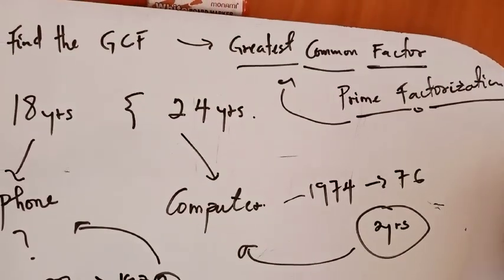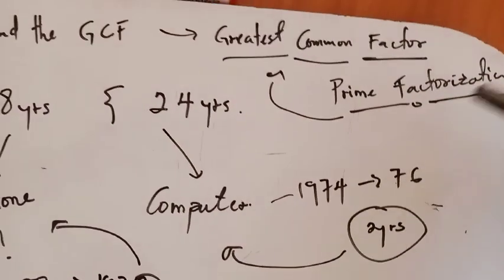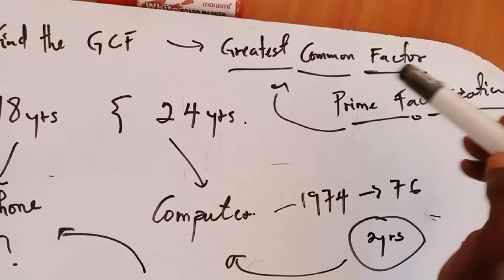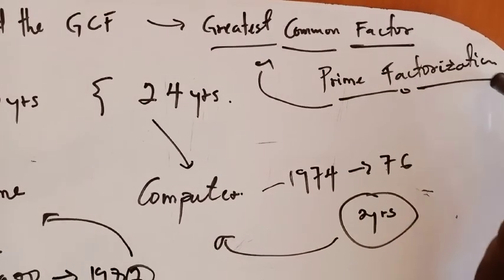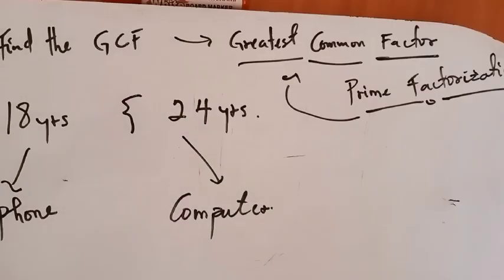So how do you do that? We use the marker to write on the board. So we are going to use the prime factorization to find the greatest common factor. That is one key, right? So one method here. So how do you do that? So this is how it goes.